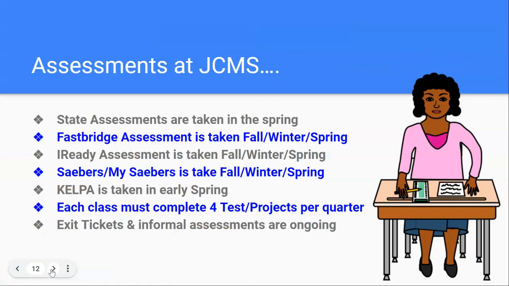As far as at my school, we do state assessments taken in the spring. We have language arts and math for all 3 grades. Science is done for 7th grade, and then social studies is done for 7th and 8th grade in a different format. FastBridge assessments are done in the fall, winter, and spring for all students, as well as iReady, which is taken in fall, winter, and spring for all students.